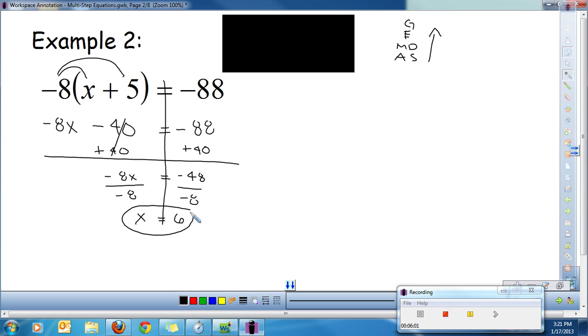So I think the answer is x equals 6, but just to be sure, I'm going to also check my answer. So I'm going to rewrite my original equation: negative 8x plus 5 equals negative 88. I'm going to rewrite and put 6 in for x. I'm going to make sure I use parentheses.